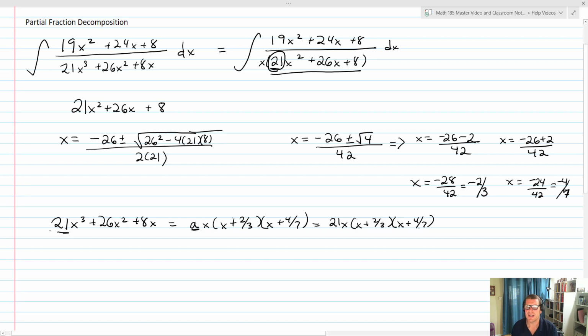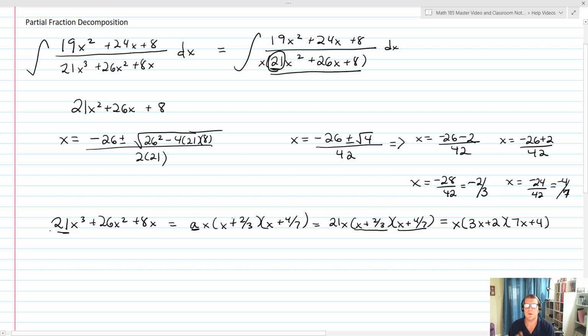And so that I can get some really neat and tidy linear terms, I'm going to multiply the first factor by the 3 and the second factor by a 7. And so what I get is x times 3x plus 2 times 7x plus 4. And that is my factorization.